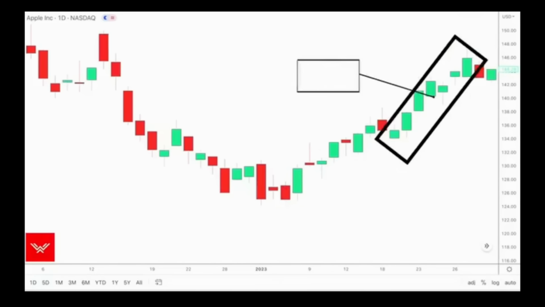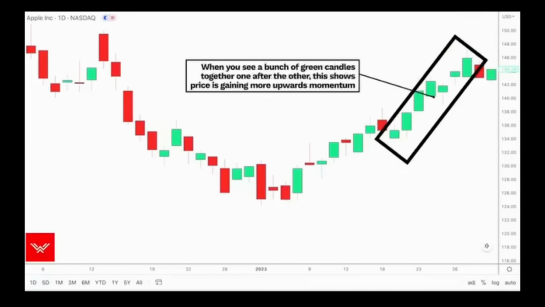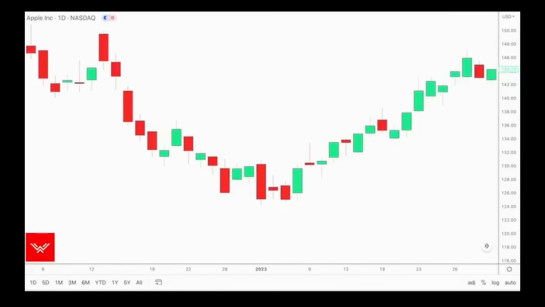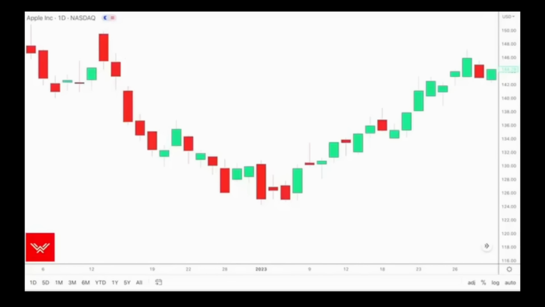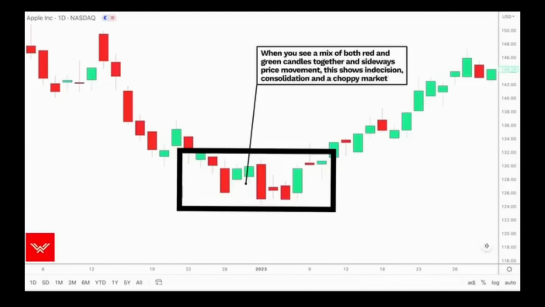When you see a bunch of green candles together, one after the other, this shows price is gaining more upwards momentum. When you see a bunch of red candles together, one after the other, this shows price is gaining more downwards momentum. When you see a mix of both red and green candles together and sideways price movement, this shows indecision, consolidation in a choppy market.